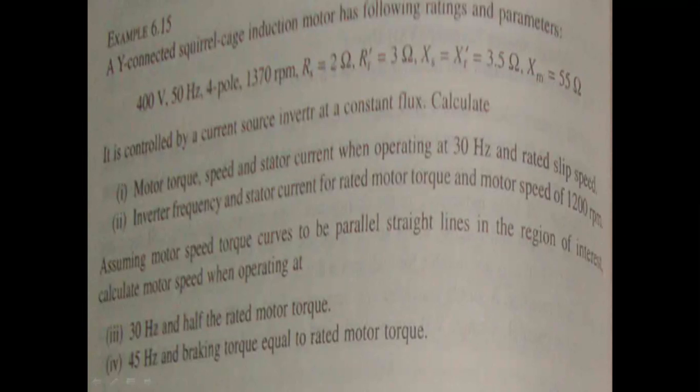So it is a Y-connected squirrel cage induction motor controlled by a current source inverter at a constant flux. Calculate first, motor torque and frequency and stator current when operating at 30 Hz and rated slip speed. And second, what is the inverter frequency and stator current for rated motor torque and motor speed of 1200 RPM.